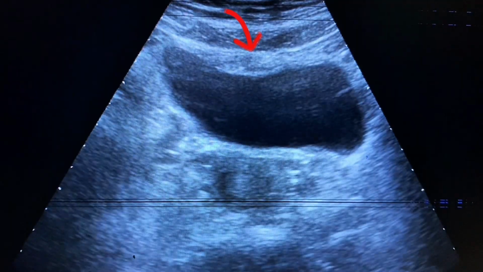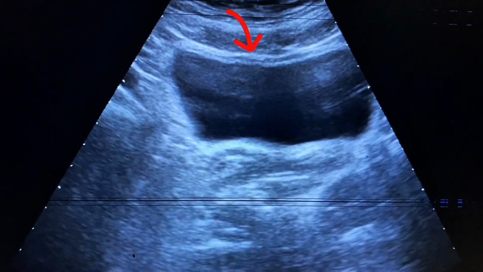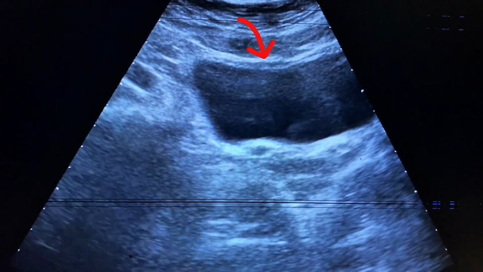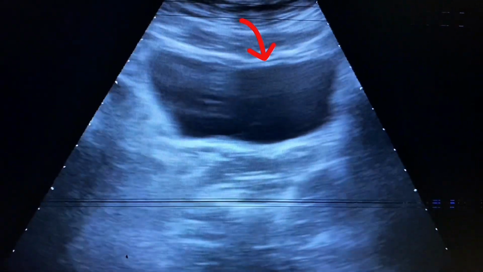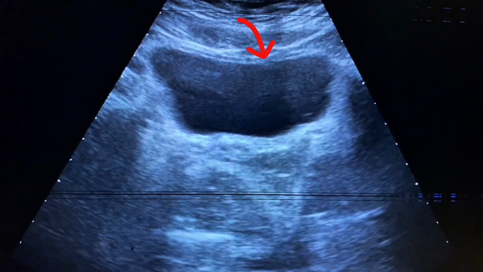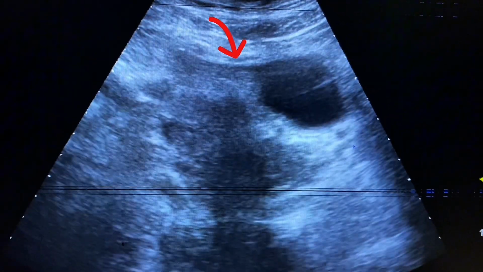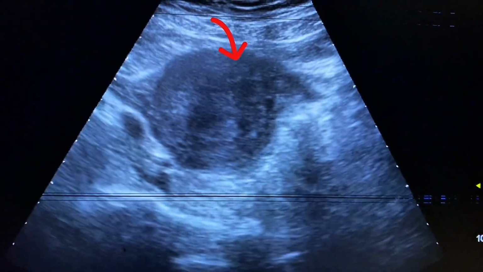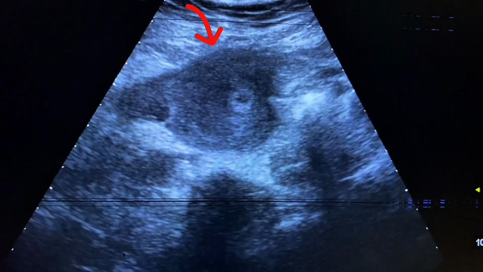Now we start scanning the pelvis of a female by using a convex probe. Here we see the urinary bladder, which is partially filled but appears to be normal. Now continue scanning the pelvis. Here we see the uterus.